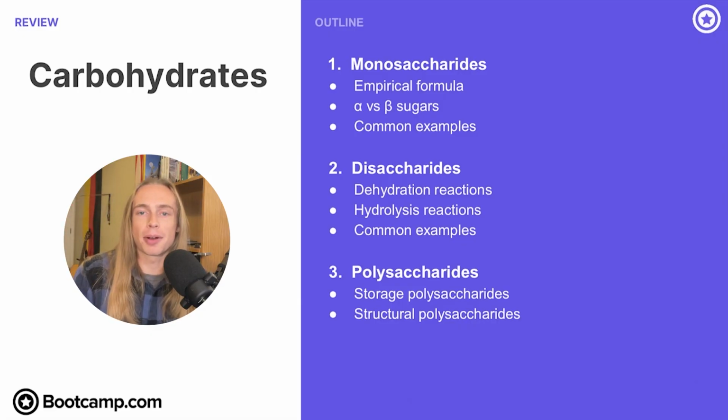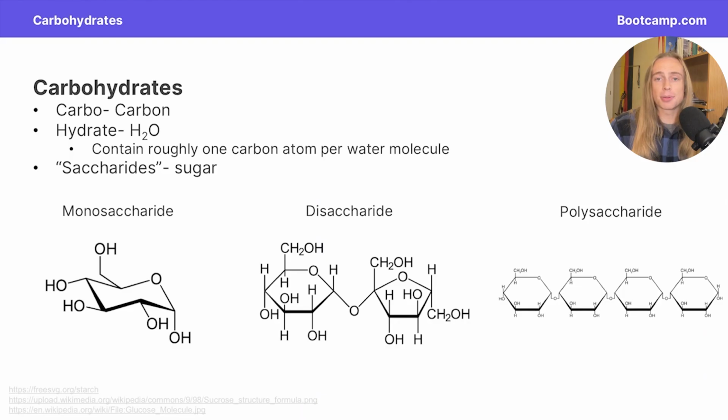Today we're going to be talking about carbohydrates, so pause the video, take a look at the outline, and we're going to get started. Carbohydrates are one of our main three macromolecules, in addition to lipids and proteins. If we break down the term carbohydrate, we see that it simply just means carbon and water. You've probably heard of carbohydrates being your sugars in your diet before, and this is exactly correct.